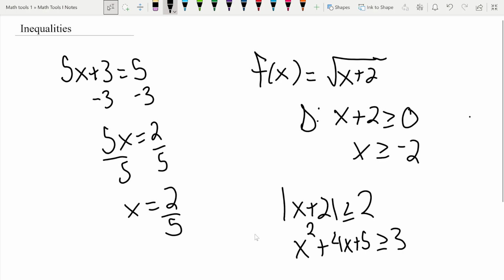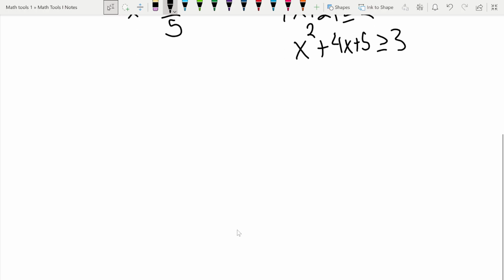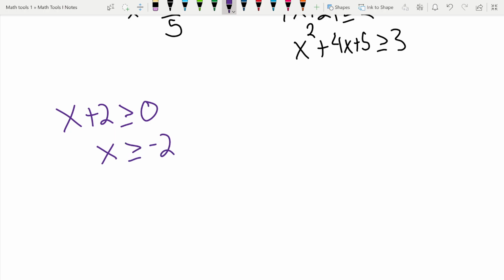So first, let's just go ahead and look at the basic rules of linear inequalities. So in other words, these are going to be things where you have like a straight line, right? So we just saw x plus 2 is greater than or equal to 0. That's when x is greater than or equal to -2. So let me show you a little bit about what's going on graphically here.